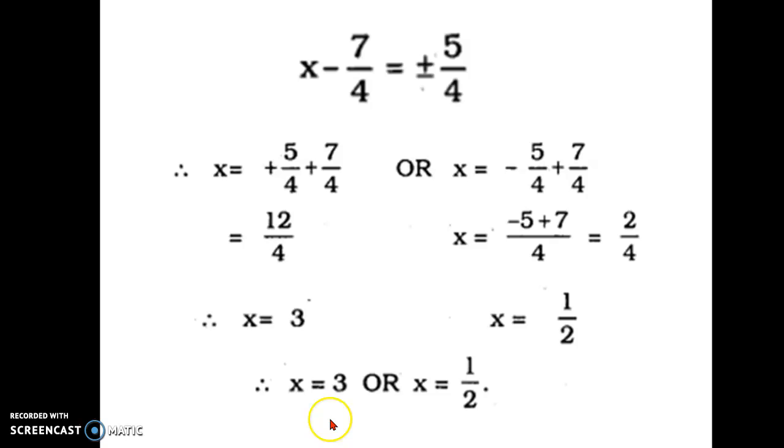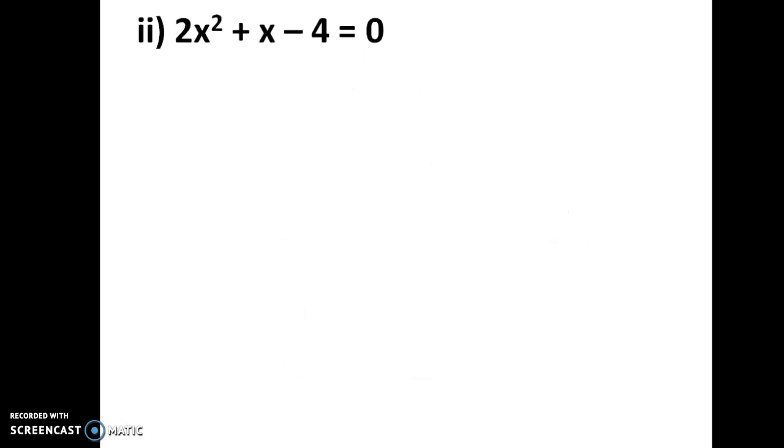Okay, so the x value is either 3 or 1 by 2. That's the root of the quadratic equation. So this is the method of completing the square. Let's do one more problem. 2x square plus x minus 4 equal to 0. So what's the first step?